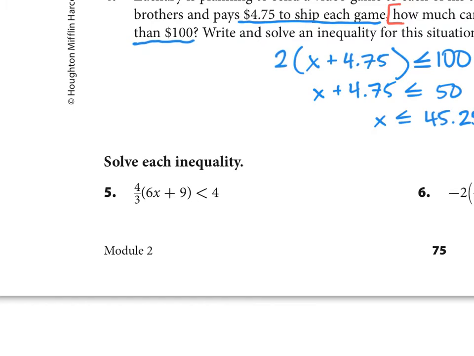Again, a lot of ways that you could go about solving this. I'm going to distribute. And 4/3 times 6x is going to be 8x. And 4/3 times 9 is going to be 12. Is 4. Subtract 12 on both sides. And then divide both sides by 8. And there is your solution.